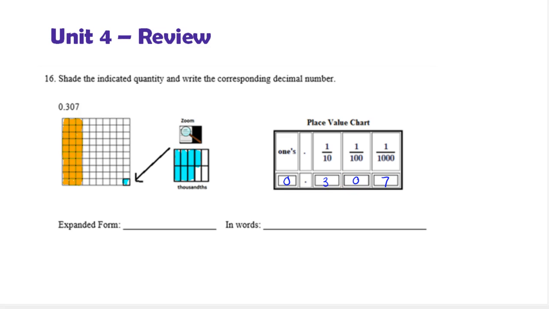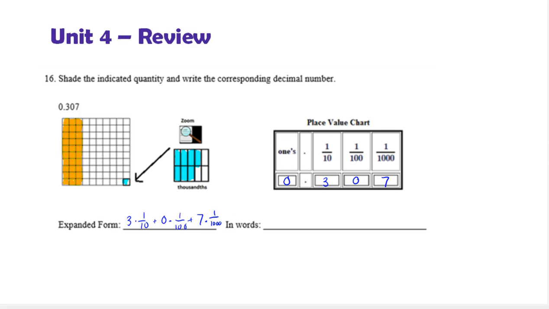Okay, now in expanded form, we're going to start with the tenths, and we're going to write 3 times 1/10. Okay, so it's 3 copies of 1/10 plus 0 copies of 1/100th, because there are 0 whole hundredths, and plus 7 copies of 1 over 1,000.